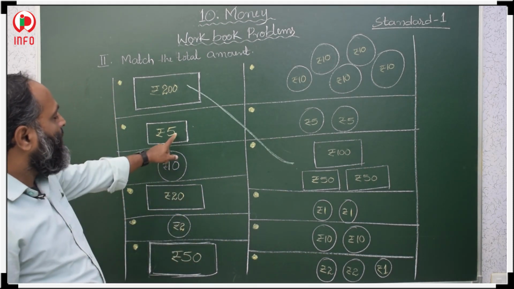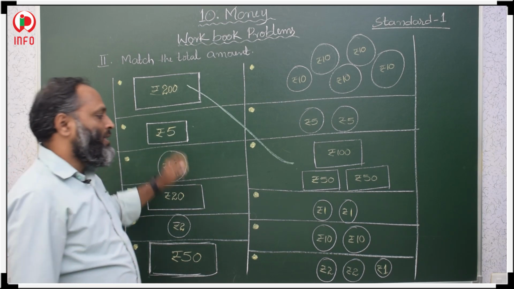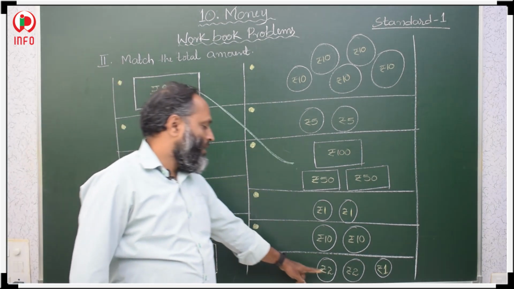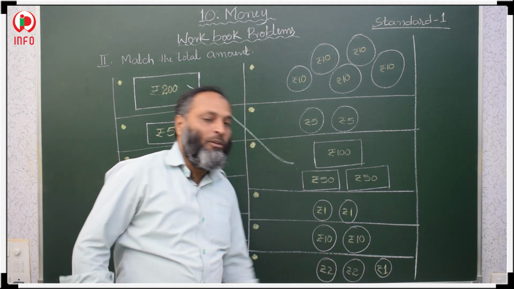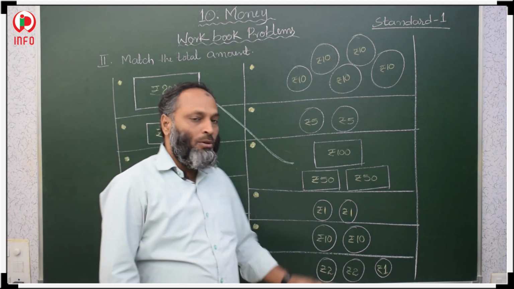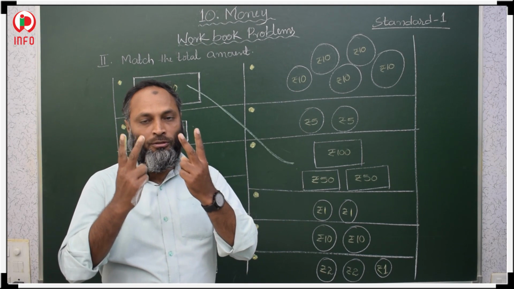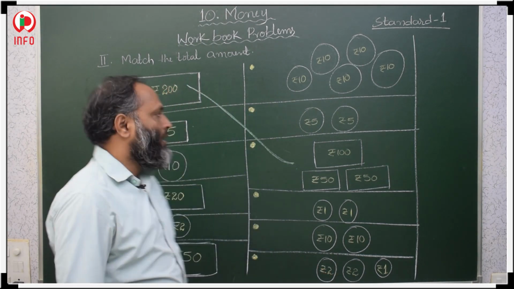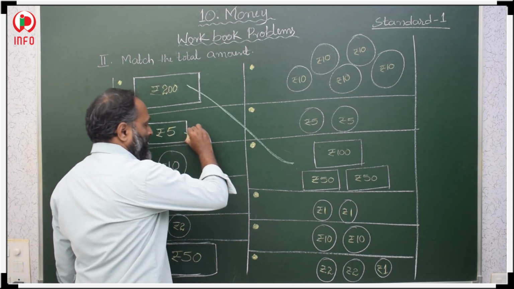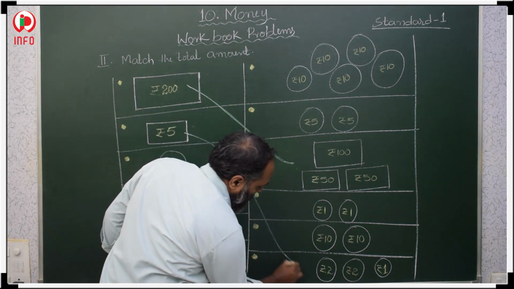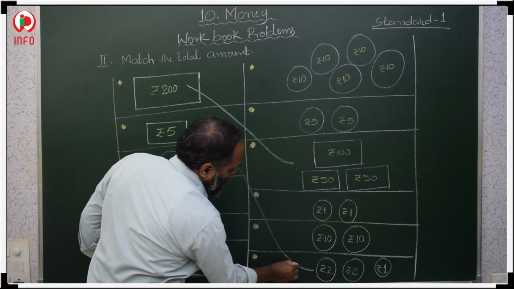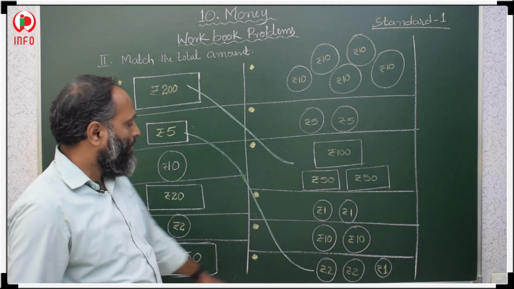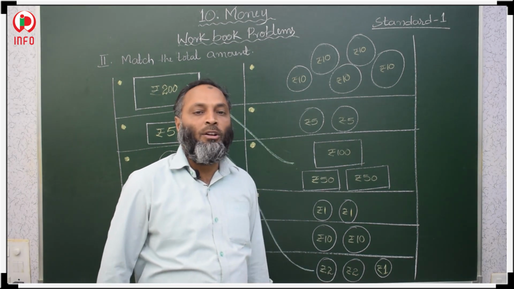Next, a 5 rupee note is given. Then the 5 rupee currency note is equal to how much? Here a 2 rupee coin and a 1 rupee coin. 2 plus 2, 4, plus 1, 5. So the total amount is equal to 5. We match it with the last one. 5 rupees is equal to two 2 rupee coins and one 1 rupee coin.